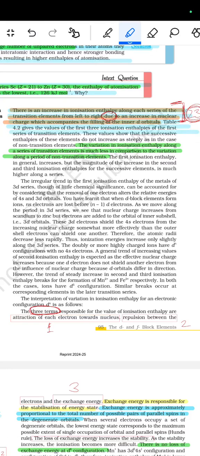These values show that the successive enthalpies of these elements do not increase as steeply as in the case of the non-transition elements. The variation in the ionization enthalpy along the series of the transition elements is much less in comparison to the variation along a period of a non-transition element. The first ionization enthalpy in general increases, but the magnitude of the increase in the second and the third ionization enthalpy for the successive elements is much higher along a series.